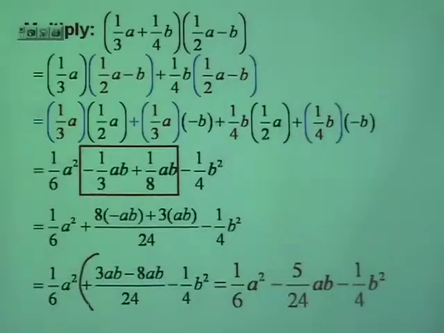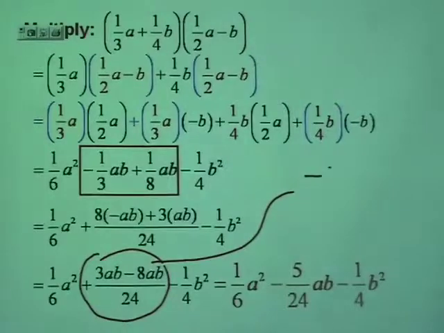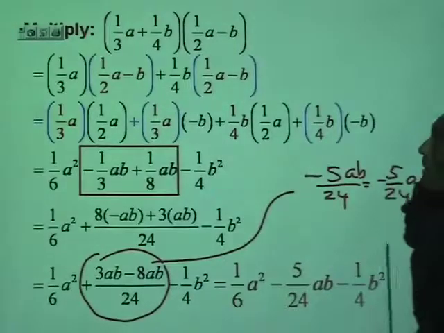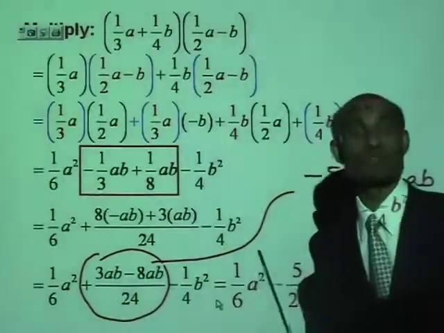What I have simplified is this, and that is negative 5AB over 24, and that's equal to negative 5 over 24AB. Is that right? Yes, that's what the middle term is. Okay, let's move on to another one.